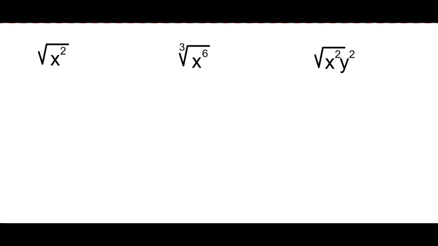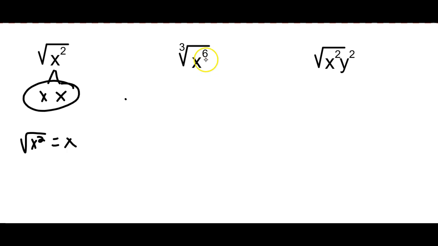Try these out. These we're moving into more of the abstract with our variables here. So for here, if we were to factor this out, it's x times x. I've got a pair of x's here, so the square root of x squared is x.